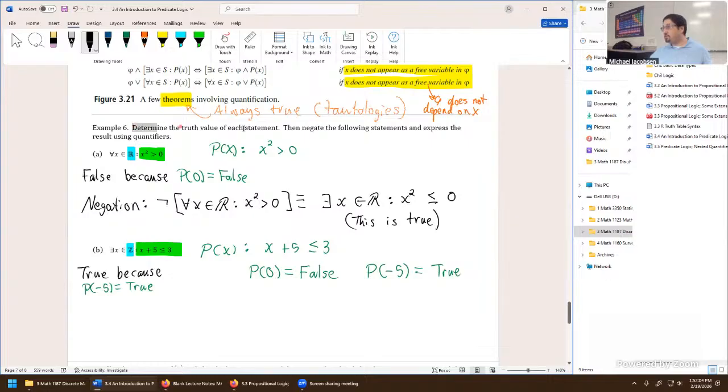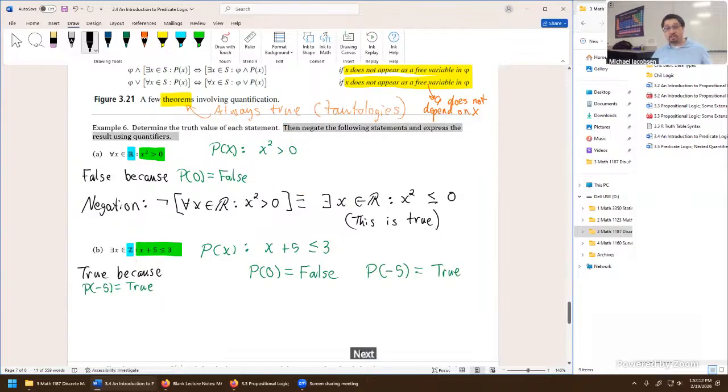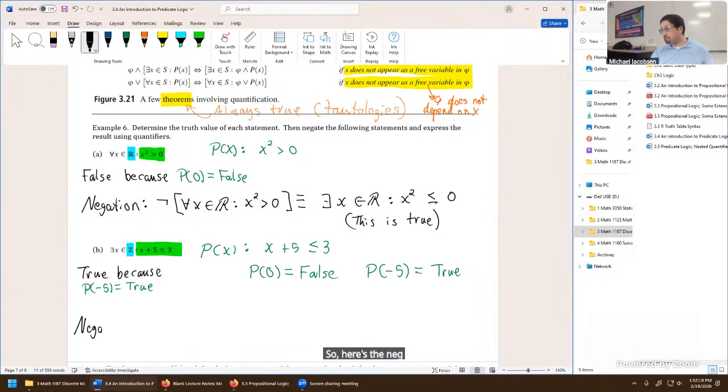But that's the first part. We've determined the truth of this statement. It is true. You can solve this for an integer in Z. Next, we'll negate it using quantifiers, and that statement should come out as false. So here's the negation. It'll be the negation of the entire statement: exists x in Z such that x plus 5 is less than or equal to 3.